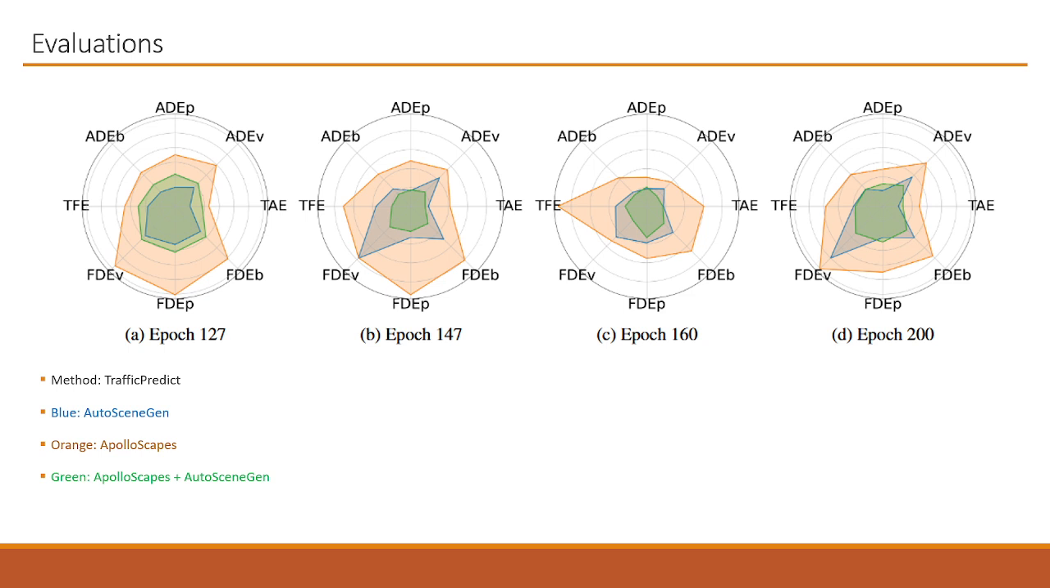Unlike the case where the AutoSynGen dataset alone results in unusually high scores for certain metrics, the combined dataset demonstrates a more balanced performance overall. This result indicates that the dataset generated by AutoSynGen maintains a quality comparable to real-world datasets, and that combining the two effectively increases the dataset size for improved training.